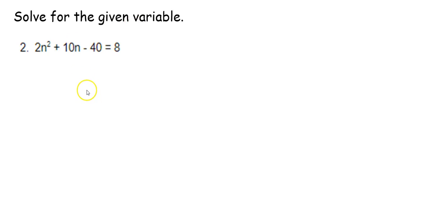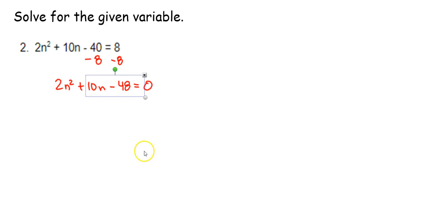Alright, here I want to solve for the given variable. So I notice it's a quadratic, so the first thing I want to try to do is get it set equal to 0. So I need to move this 8 over by subtracting 8 from both sides, and that leaves me with 2n squared plus 10n minus 48. That's equal to 0. So I've got it equal to 0.